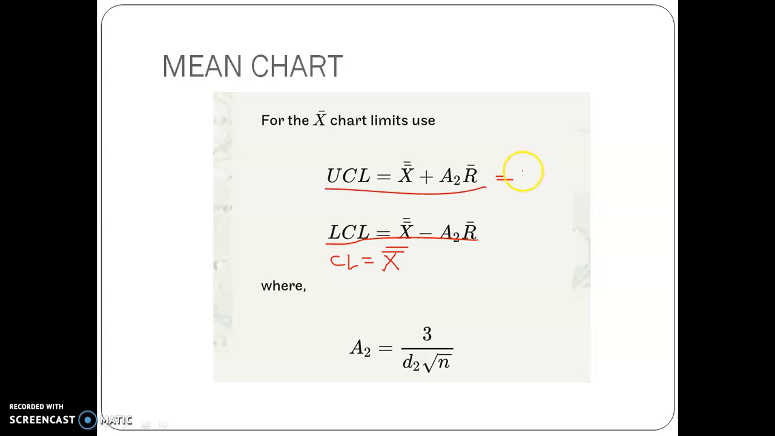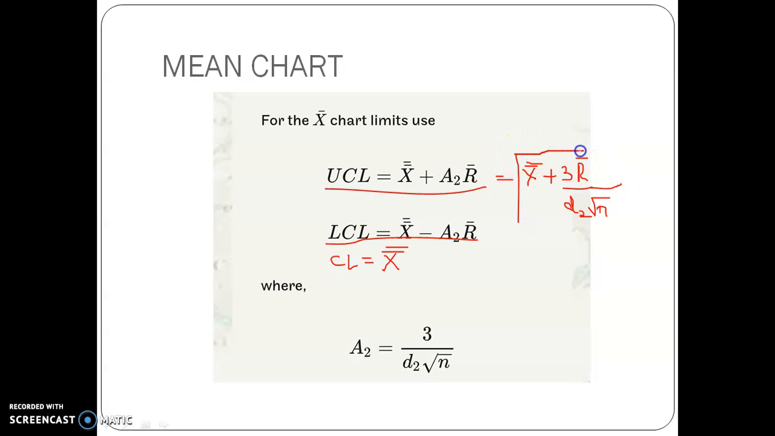For the X bar chart, the upper control limit can also be calculated by an alternative formula which goes like X double bar plus 3 R bar whole divided by small d2 under root small n. So we have small n here. This becomes the alternative formula for the upper control limit.